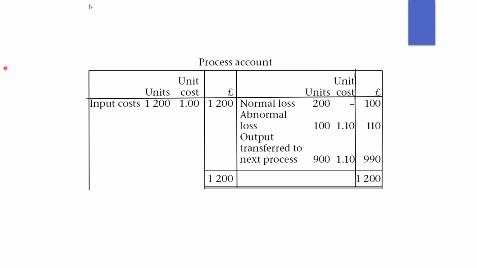So I'm going to put the expected output. Expected output is the input, since you are familiar, I'm going to use the shortened forms, inputs minus the normal loss, right? So here inputs are 1200. From this, we are going to minus 200, which is the normal loss. So the expected output here is 1000 liters.